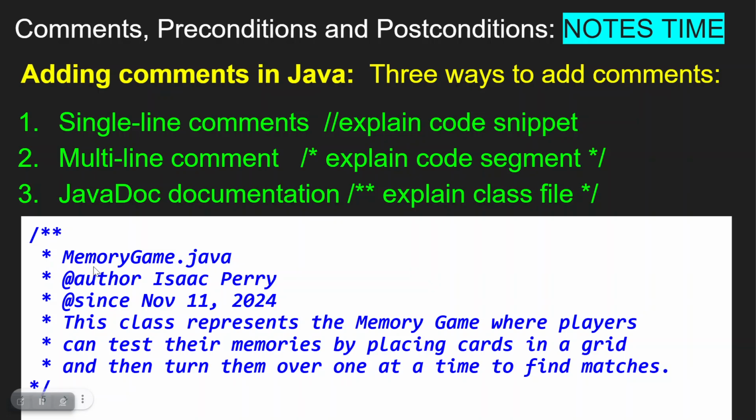It would start with the name of my class file, which is memorygame.java. And then you see it's got my name, it's got the date, and then it's got just a general description of what the memory game file is and what it's designed to do. So this class represents the memory game, where players can test their memories by placing cards in a grid and then turning them over 1 at a time to find matches.